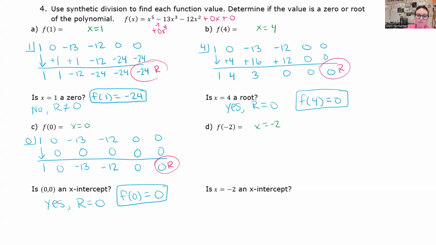The next problem, I'm going to set it up the same, but this time I'm going to put negative 2 in the box. And I would like to challenge you to work this one all by yourself and then look up when you're done. This will be the first problem you do all by yourself.